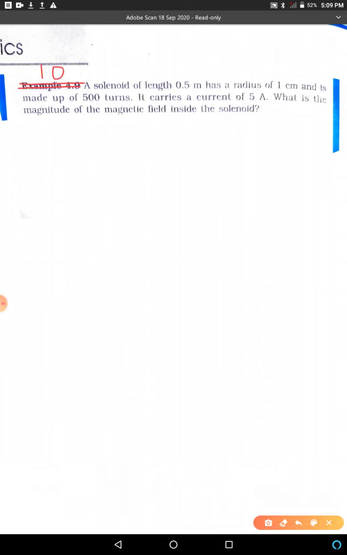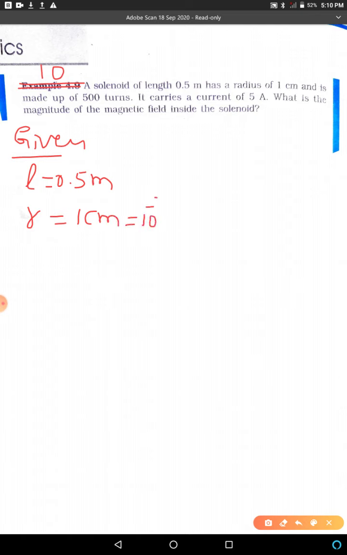First we shall write the given things. Let us write what is given. The length of the solenoid, I'll call it small l, is 0.5 meter. The radius of the solenoid r is equal to 1 centimeter, that is 10 power of minus 2 meter. It is made up of 500 turns, that is, the number of turns capital N is 500. It carries a current of 5 ampere, so current I is equal to 5 ampere.